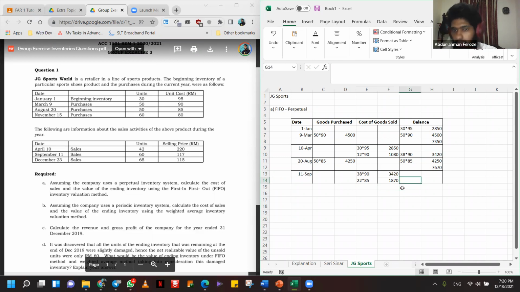And so what we have remaining is this: the 38 we have gotten rid of. From the 50 we sold 22, so we have 28 remaining. 28 into 85 would be 2,380. So this is the ending balance at 11 September, right?